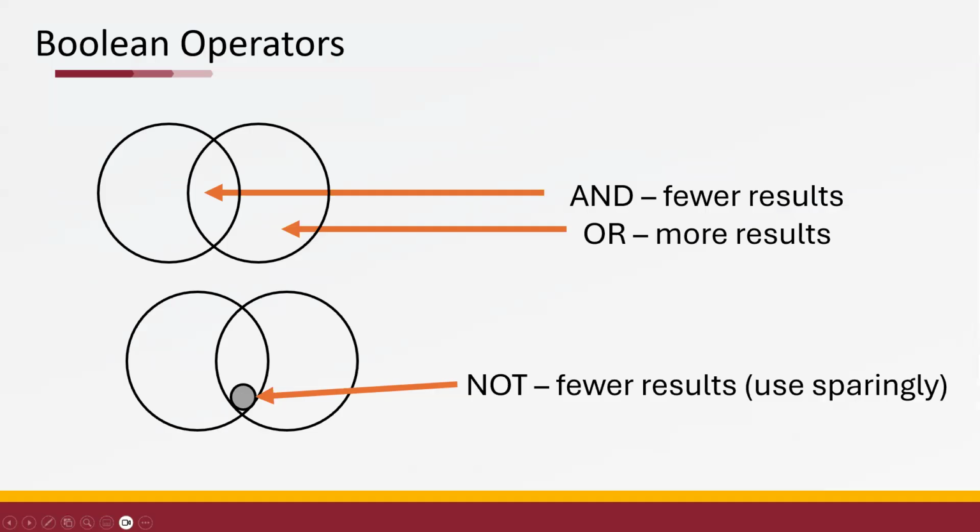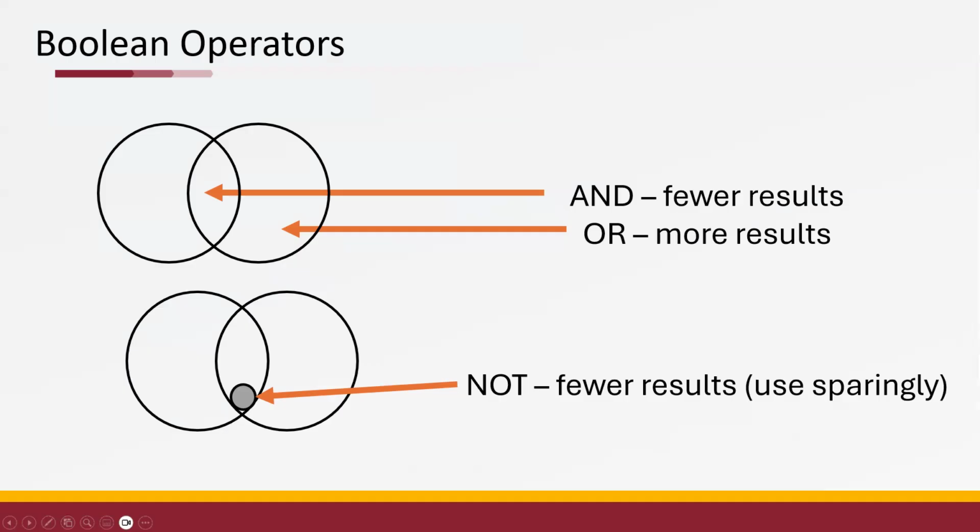But the key things to remember are that and gives you fewer results and or gives you more results. So the more ors you have, the more results you're going to get. The more ands you have, the fewer results you're going to get. And if we think back to that example that I just showed you, it had a lot of ands in it, and we were getting no results, right? The way that PubMed translated it in the background.